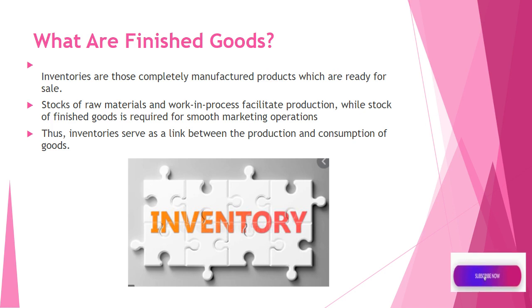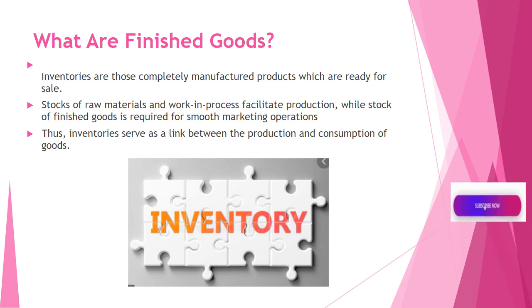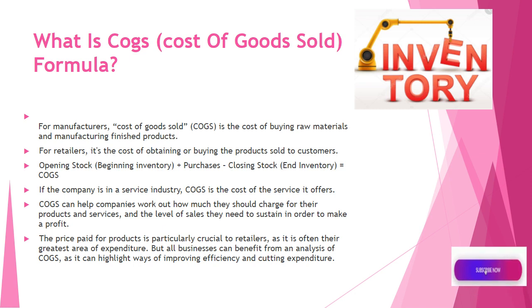What are finished goods? Finished goods inventories are those completely manufactured products which are ready for sale. Stocks of raw materials and work in process facilitate production, while stock of finished goods is required for smooth marketing operations. Thus, inventories serve as a link between the production and consumption of goods. What is COGS, cost of goods sold?